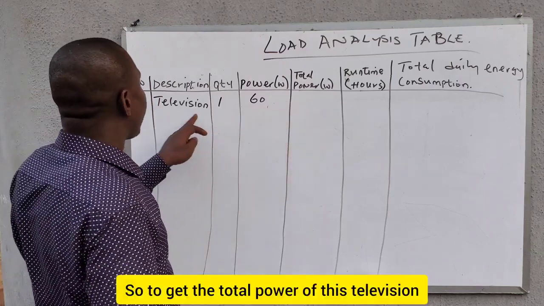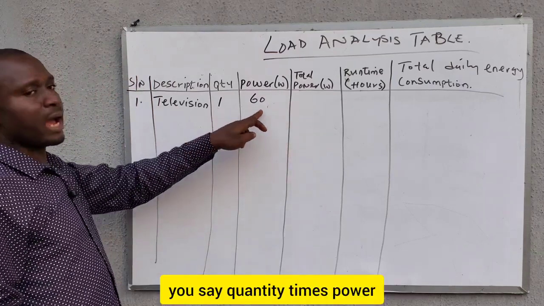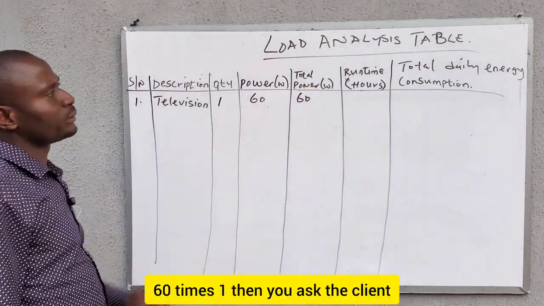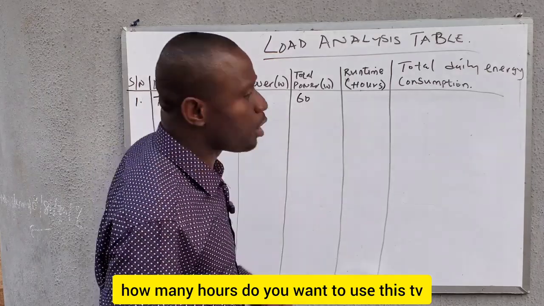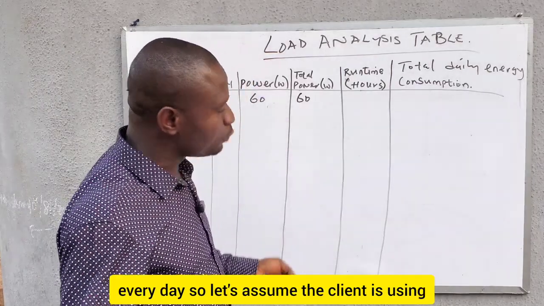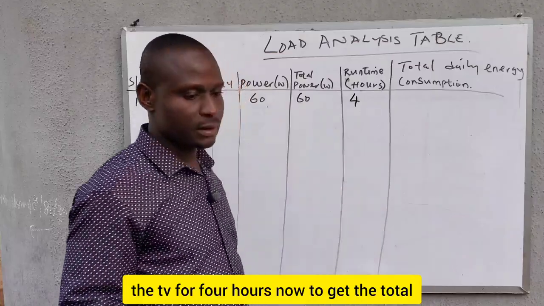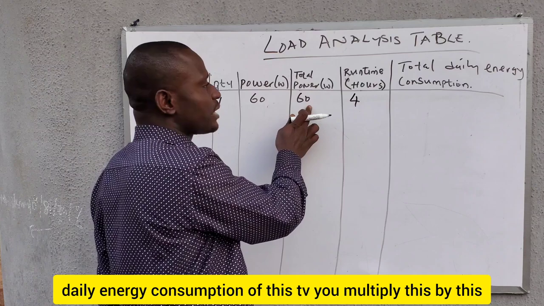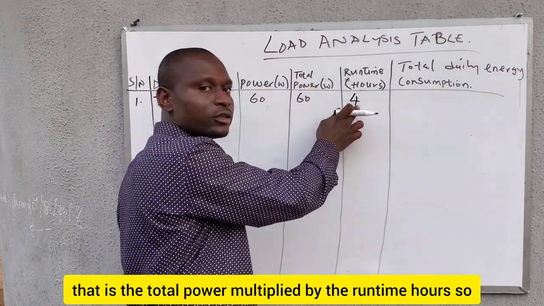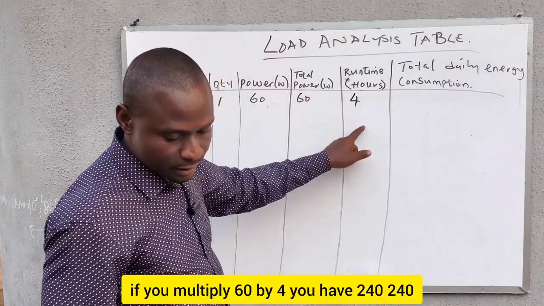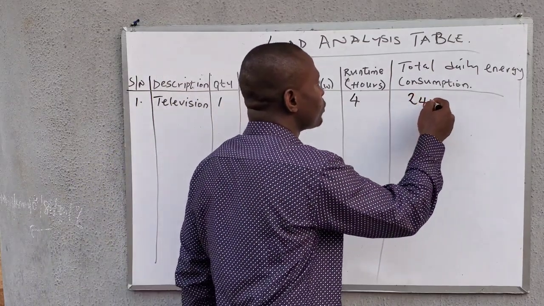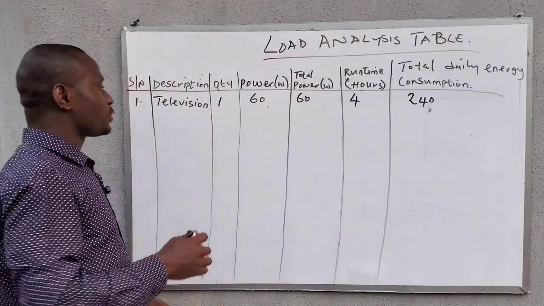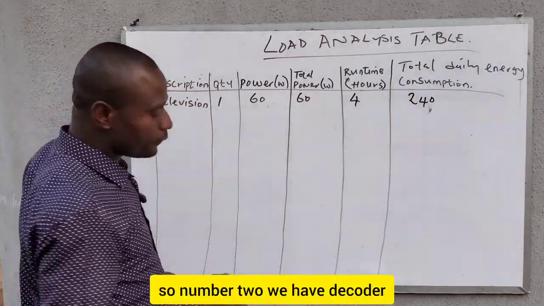So to get the total power of this television, you say quantity times power, which is still 60. 60 times 1. Then you ask the client, how many hours do you want to use this TV every day? So let's assume the client is using the TV for 4 hours. Now, to get the total daily energy consumption of this TV, you multiply this by this. That is the total power multiplied by the runtime hours. So if you multiply 60 by 4, you have 240 watts hour.